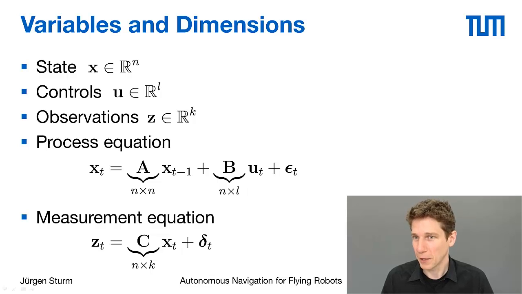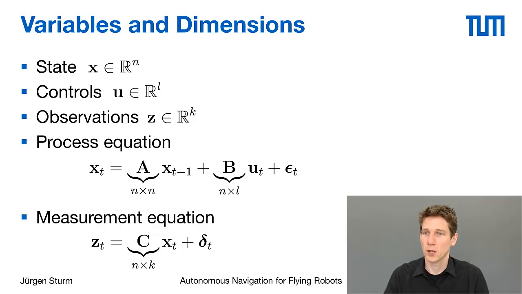And then we have observations which are k-dimensional, and again, these observations do not need to coincide with the dimensionality of our state or our controls. For example, we could have a three-dimensional state, but a two-dimensional observation from GPS, for example, from which we only get our x and y position.